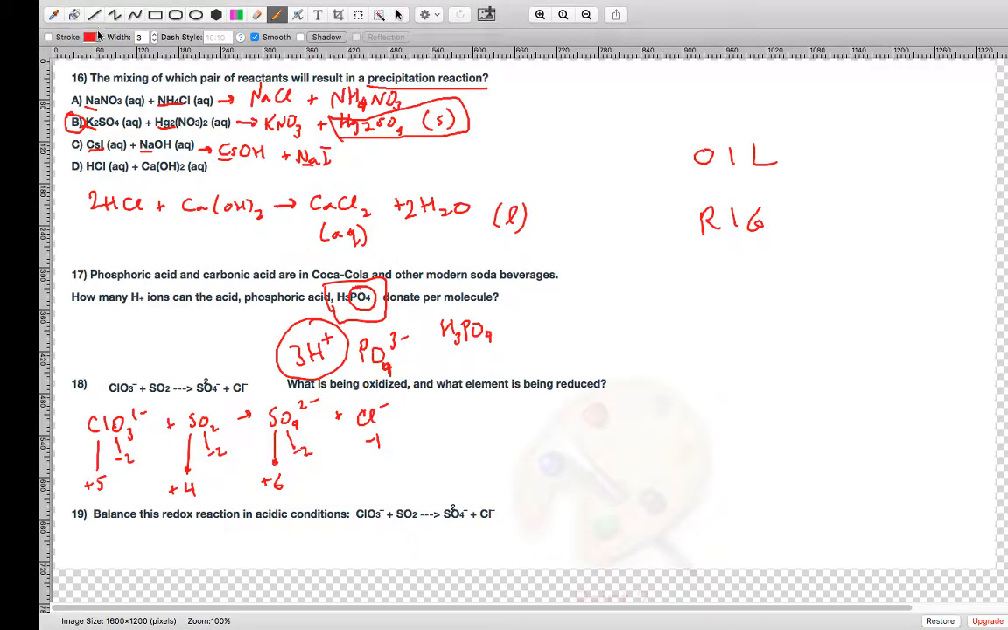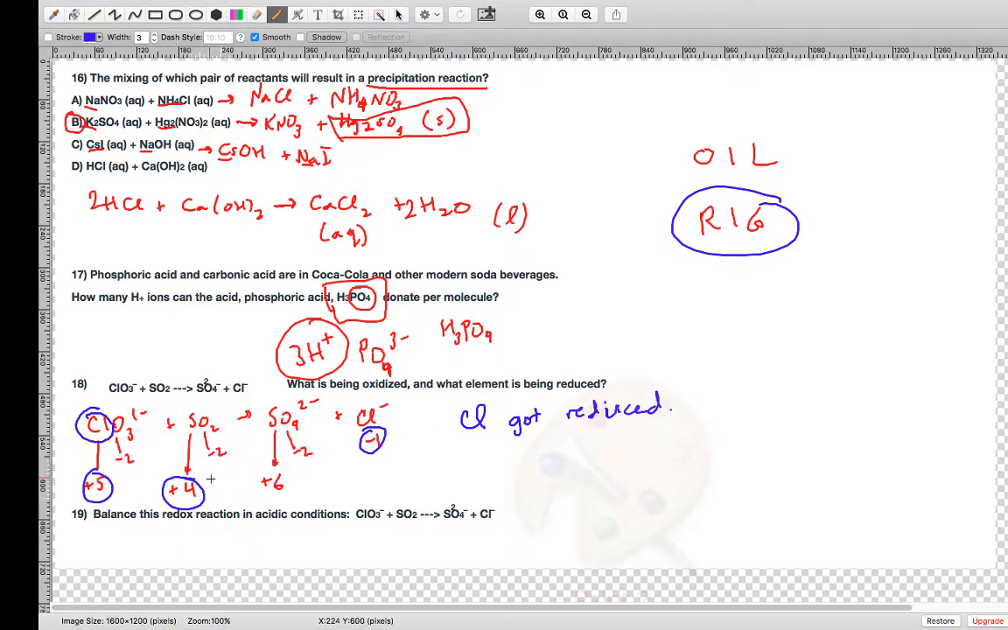Looks like the chlorine went from +5 to -1. It went from positive to negative. That means it gained electrons. Reduction is gaining electrons. So Cl got reduced. That means the other thing, sulfur, went from +4 to +6. To become more positive, you have to lose electrons. So oxidation is losing. So sulfur got oxidized.